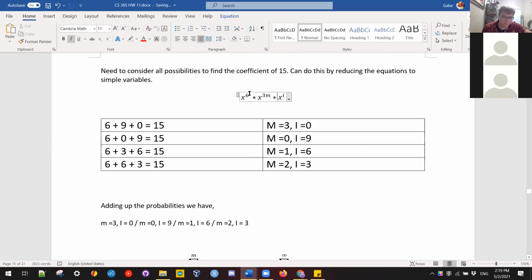This is the exact same thing, where we're trying to just get the exponents all to equal the 15 that we're looking for. So for example, we could just think of it like this, and we could go, okay, well, 6 plus 9 plus 0 is 15. So m would have to be 3, and then same thing, same thing, same thing. And we use all of these combinations of m and i, right? So that's what we're looking at.